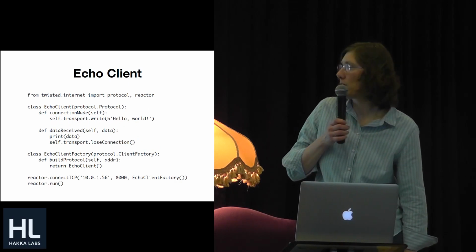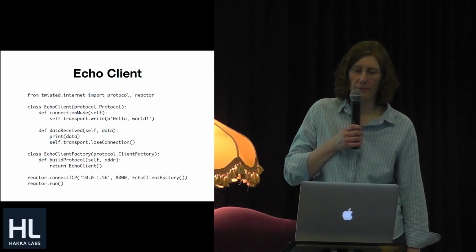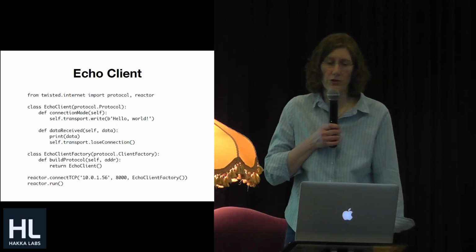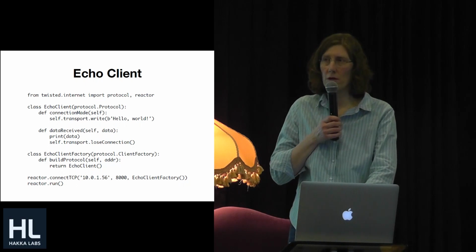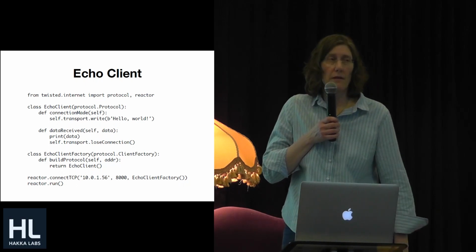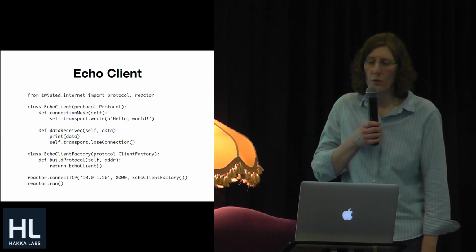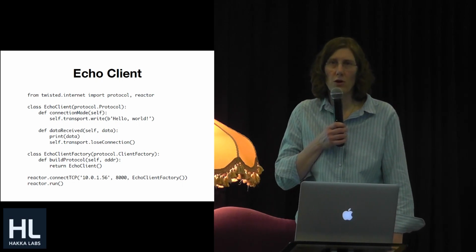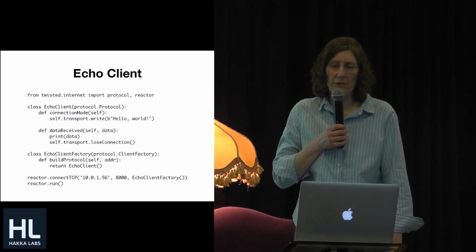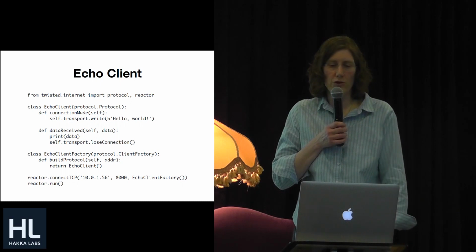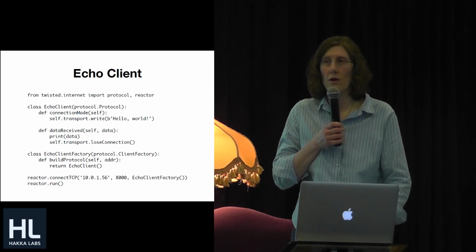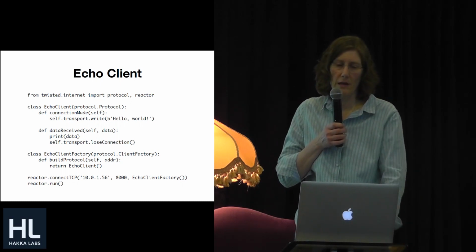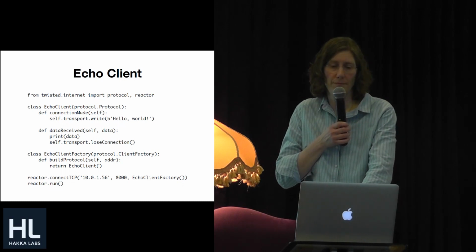Now, let's take a look at the corresponding echo client. The pattern is very similar to the echo server. It again consists of a protocol and a protocol factory. This time, to start the program, we tell the reactor to connect to a specific host and port, give it a factory which will create an echo client protocol when the connection is established. And then we kick off the reactor.